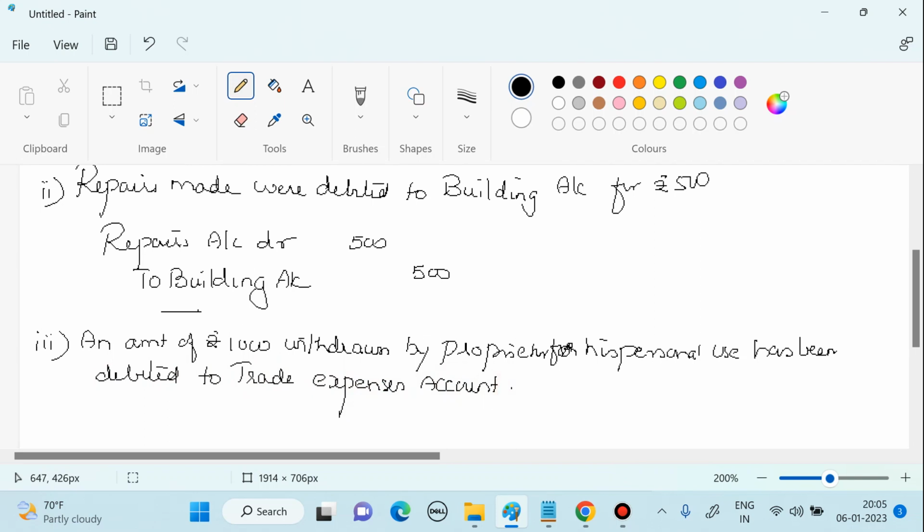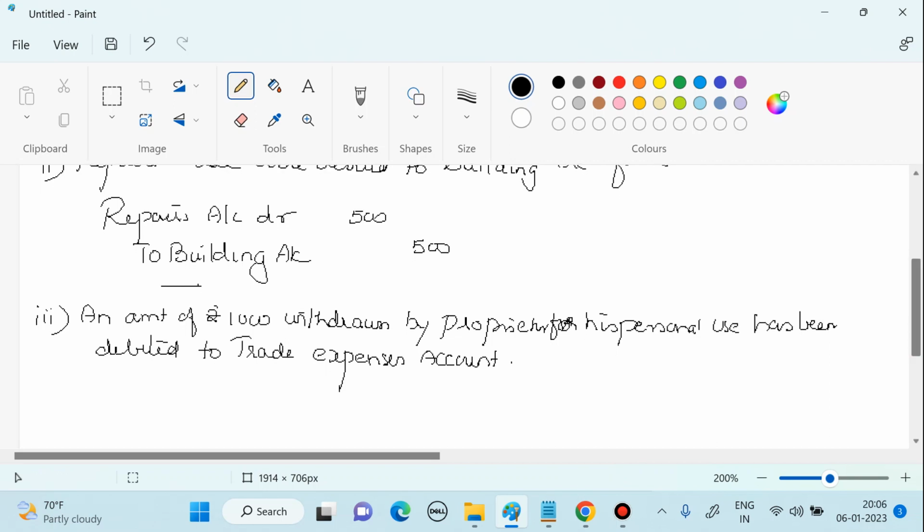Okay, now we will go to the next one. An amount of Rs 1000 withdrawn by proprietor for his personal use has been debited to trade expense account. So when amount is withdrawn by proprietor for personal use, which account should have been debited? For personal use, it will be drawings. But which account did they debit? Trade expenses. The mistake. So drawing should have been debited, which is not done.